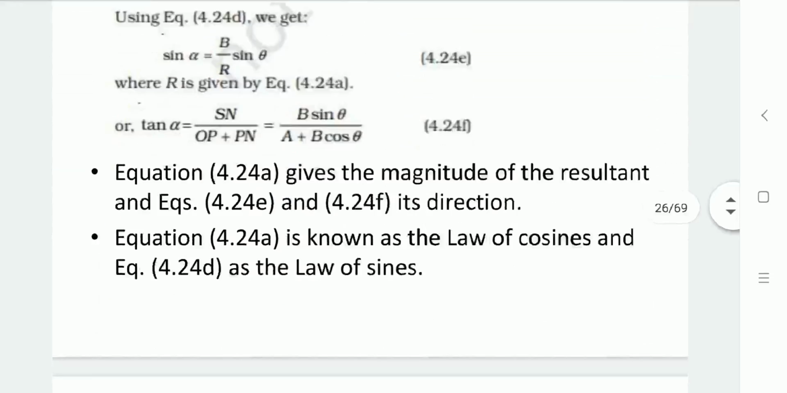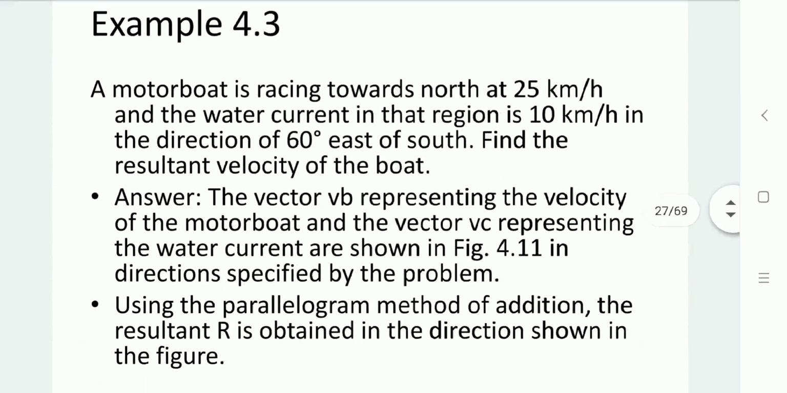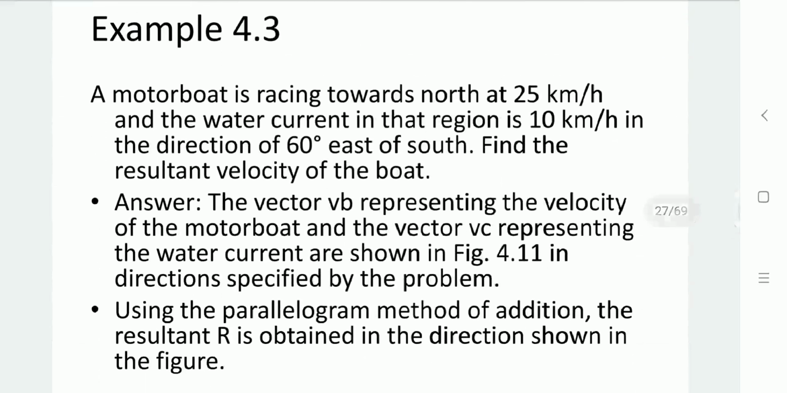Clear, everybody? Let us take another example. A motorboat is racing towards north at 25 km per hour, and the water current in that region is 10 km per hour in the direction of 60 degree east of south. Find the resultant velocity of the boat.